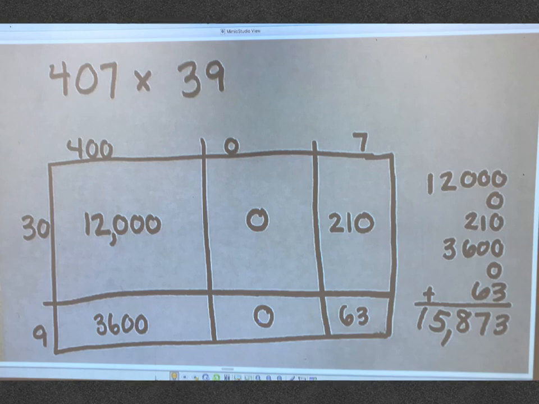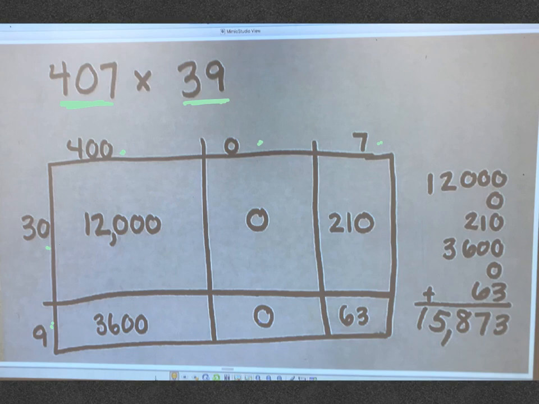If you have a 3-digit number up on the top, if you wanted to do this in the area model, what you end up doing is we have a hundreds place right here, a tens place, and a ones place. So if we break up 407 into hundreds, tens, and ones, we have 400, 0, and 7. And then if we break up the 39 into tens and ones, we get a 30 and a 9. And we multiply this exactly the same way.